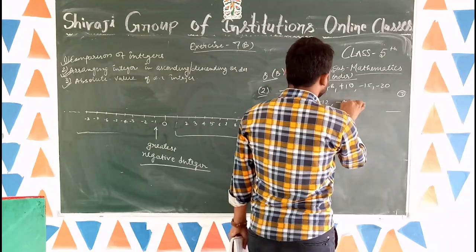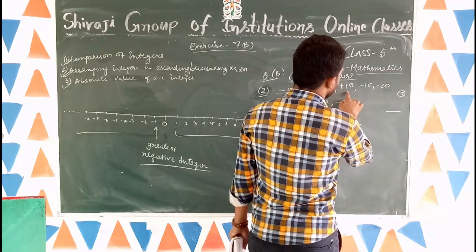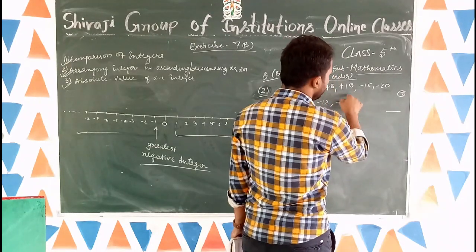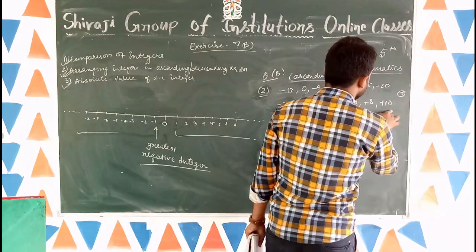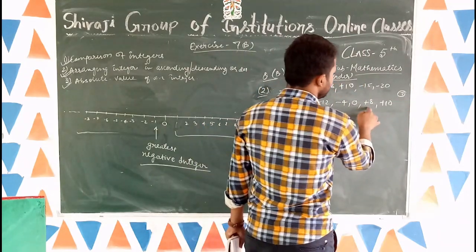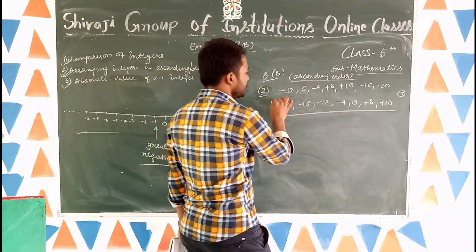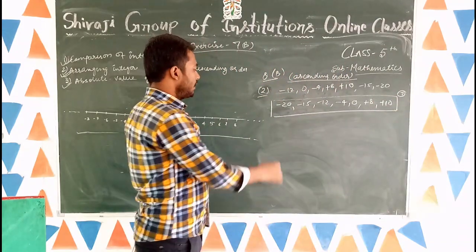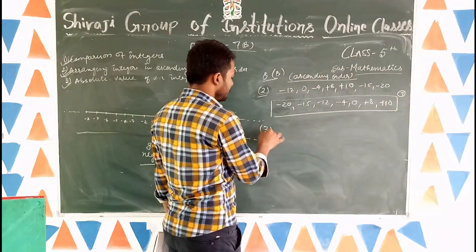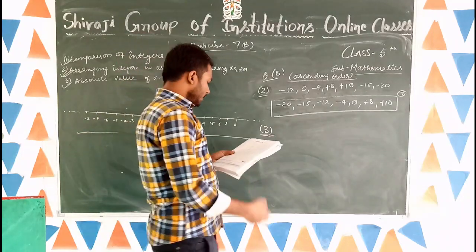and minus 4, then 0, then plus 8 and plus 10. Okay, 1, 2, 3, 4, 5, 6, 7. Okay students, so this is the ascending order series. Okay students, now we are going to solve question number 3. Question number 4 you have to solve yourself.